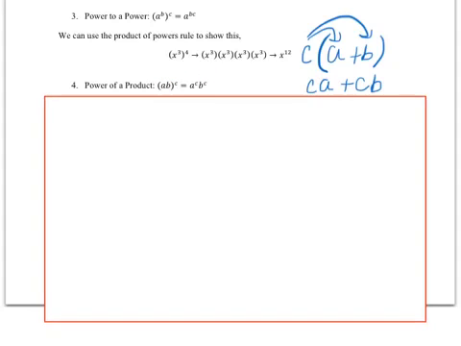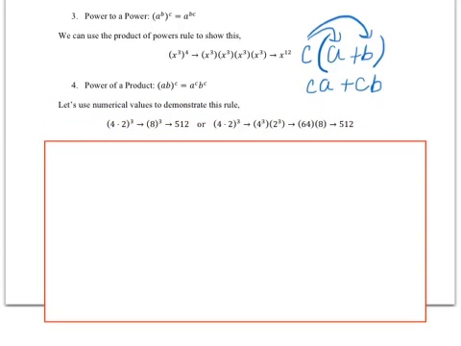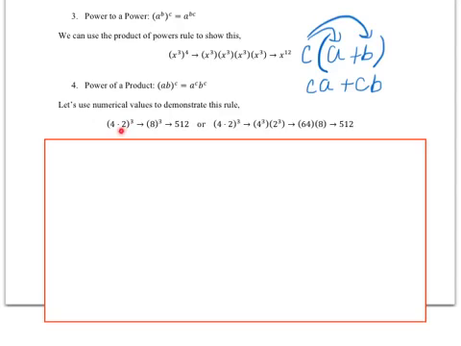Different law, though. It's not distributive. You want to take a look at the example numerically. Think of this one where we have 4 times 2 to the third. Well, 4 times 2 is just 8. 8 to the third is 512. Or you could say 4 times 2 to the third is 4 to the third times 2 to the third, if you take this 3 and distribute it to both. 4 to the third is 64. 2 to the third is 8. 64 times 8 is still 512. Same answer.